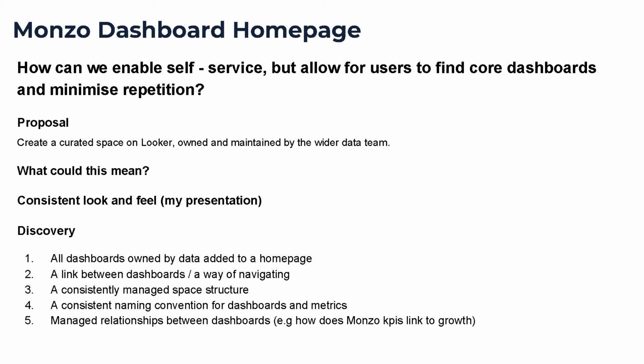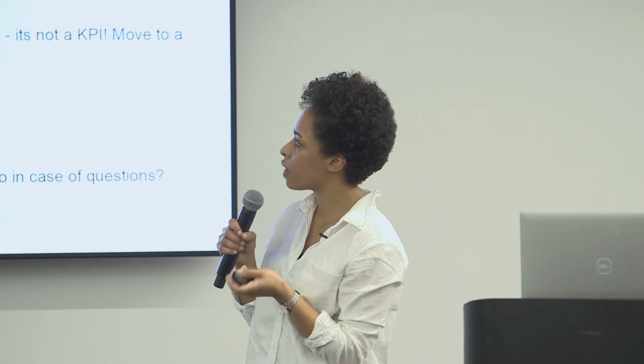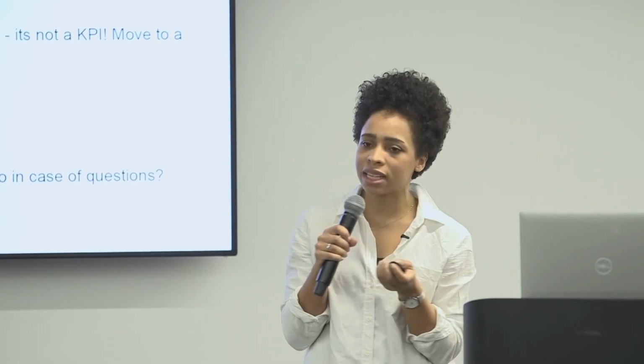And what did this mean? So that everything had a consistent look and feel, so basically taking into account the tips and best practices, which I've just shared with you. And then it also had some thoughts around discovery, so how do we navigate between dashboards? How do we make sure that there's a structure of what's called spaces in Looker, which is how you save, where you save your dashboards? Do we have consistent naming conventions, etc.? And then so consistent look and feel, discovery, and then the third one was around KPI definition.